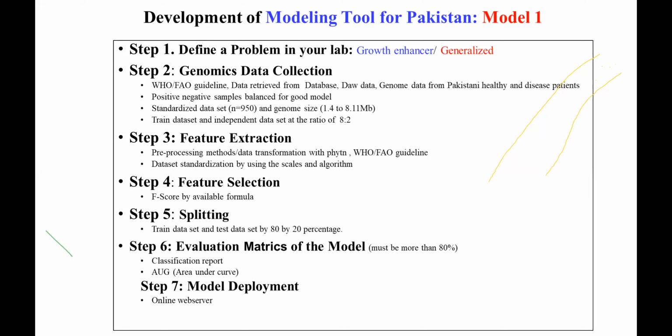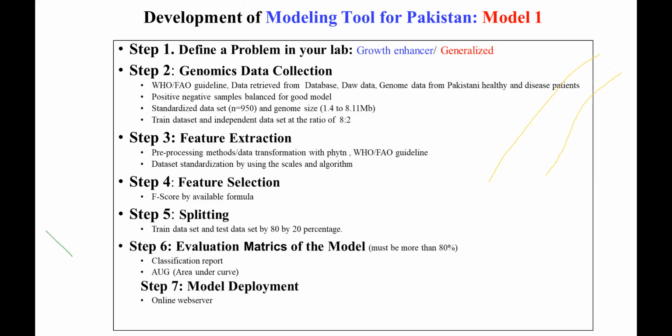In step number one, you have to collect the literature, and then build a problem in your lab. Secondly, in the second step, you have to collect the genomic data. And if your research is on probiotics, you have to collect genomic data according to the WHO and FAO guidelines. And data can be taken from databases, the NCBI database, and the DAR database.